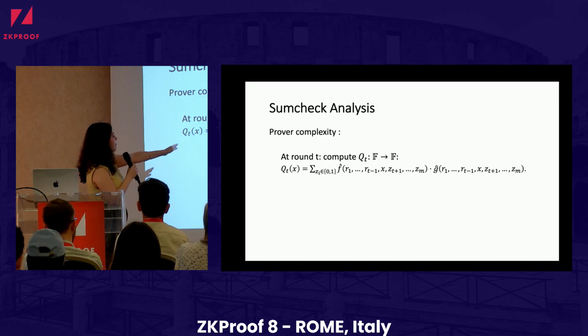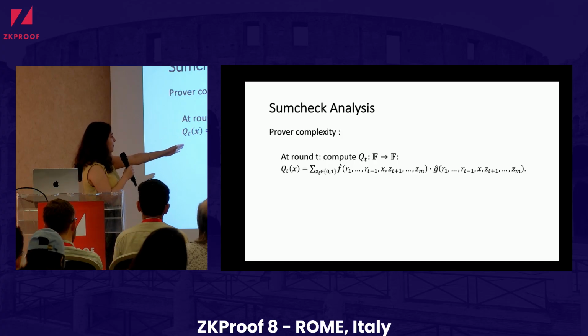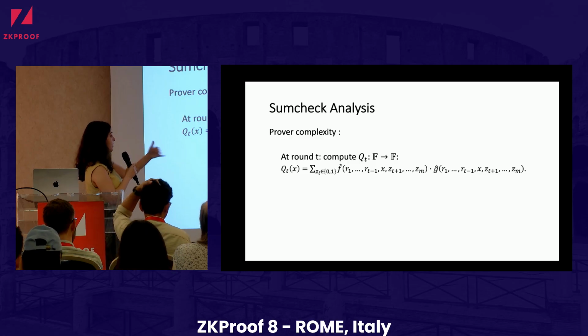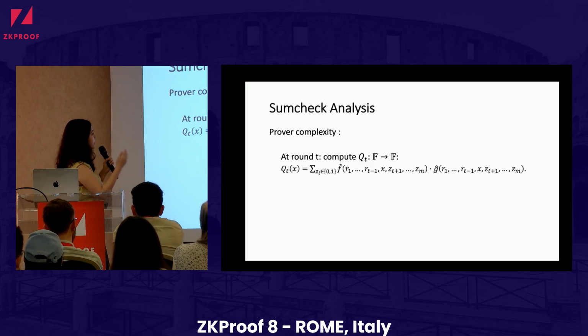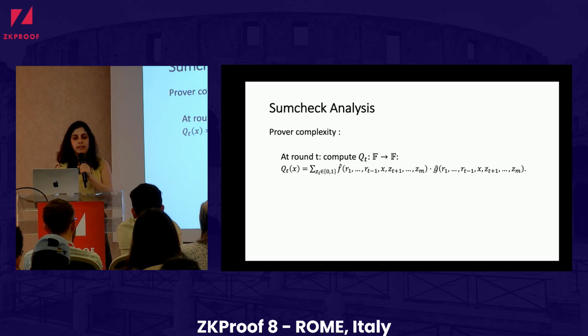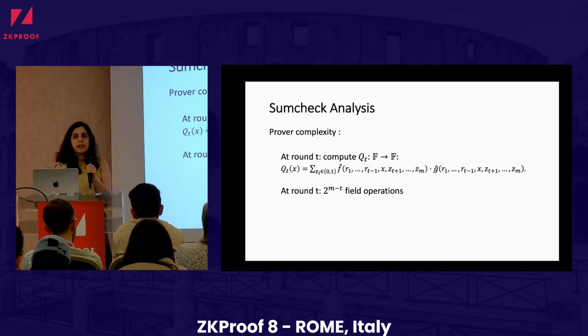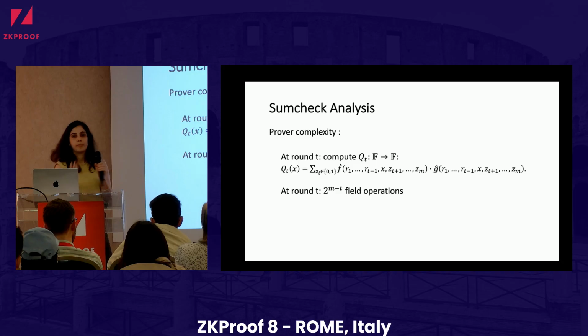For the m minus t variables, we basically have to give them all the possible 0, 1 evaluations and sum up over everything and multiply and so on. So we have something like order of 2 to the m minus t field operations.